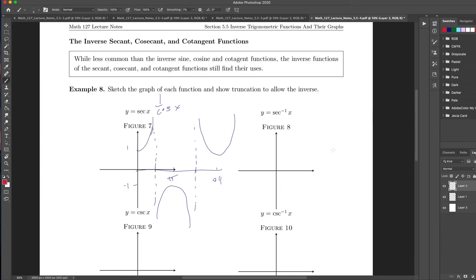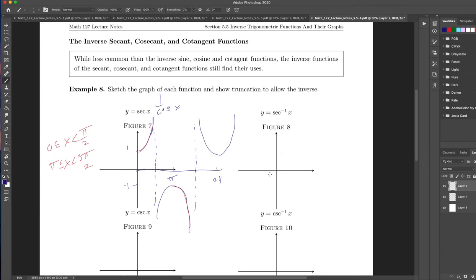But now we're going to restrict the domain, and we restrict it a little bit strangely. We go from here to here, and we go from here to here. So that's where the domain is restricted. Here our restricted domain is between 0 and pi over 2, and then pi and 3 pi over 2. And then we'll go ahead and draw that in here.